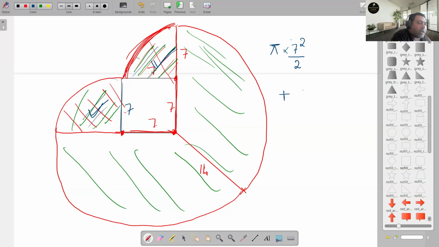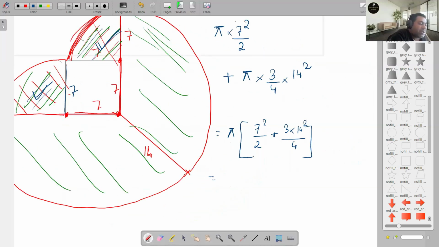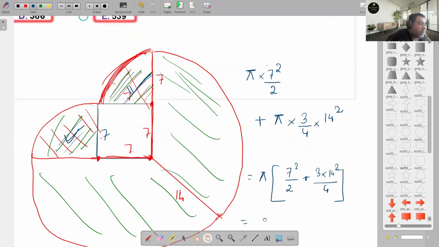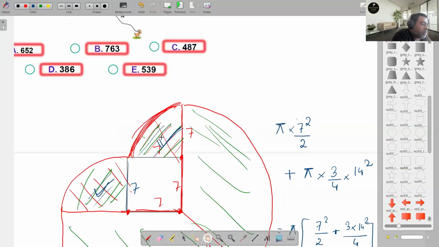And then we are going to take again a pi. Okay, and this time it is 3/4 of a circle with a radius of 14. So it will be 3/4 into 14 square, right? So we can take the pi common and we can say this is 7 square by 2 plus we have 3 into 14 square by 4. All right. So the pi, it is given that in this question you can use pi as 22 by 7. If you notice here, take pi as 22 by 7. So we'll use that later on. Let's keep it the way it is.